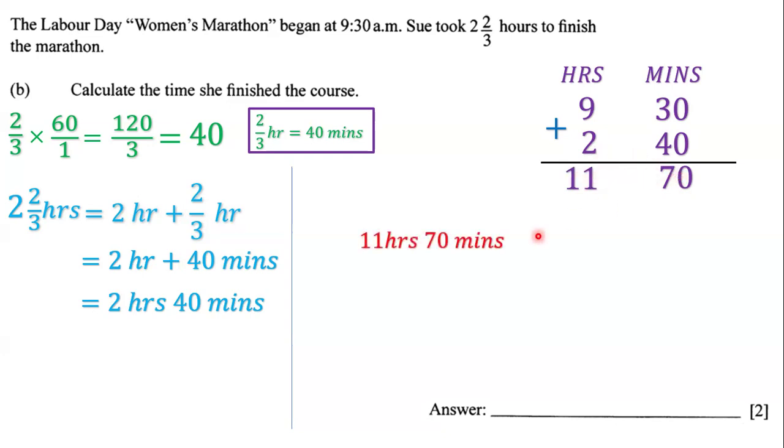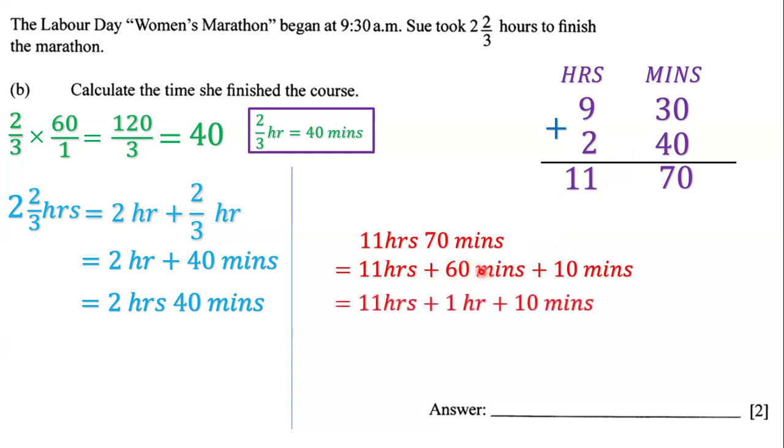Now, we know that 60 minutes is an hour. So we take 70 minutes and break it into 60 and 10. We have 11 hours plus 60 minutes plus 10 minutes, because 60 plus 10 is 70. Then we take the 60 minutes and express it as an hour. So we have 11 hours plus 1 hour plus 10 minutes. 11 hours plus 1 hour gives us 12 hours. So we have 12 hours plus 10 minutes, which gives us 12:10 p.m. And so the time that she finished the course is 12:10 p.m. And that's the answer to this question.